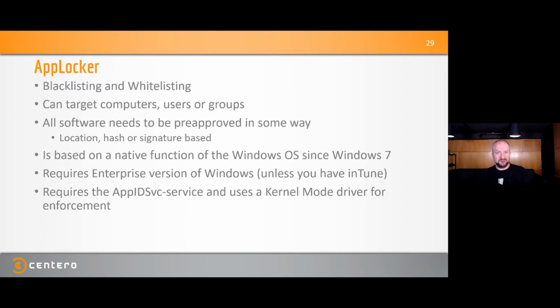All software needs to be pre-approved, so there is kind of a hidden deny all rule at the end. It is a native feature of Windows 7. It actually is a service called AppID service that is used to identify all binaries that run, and then it has a kernel mode driver that will actually prevent something from running. But if you are an admin, you own your kernel and you can bypass this. So this, like SRP version 1, will not work against admins.